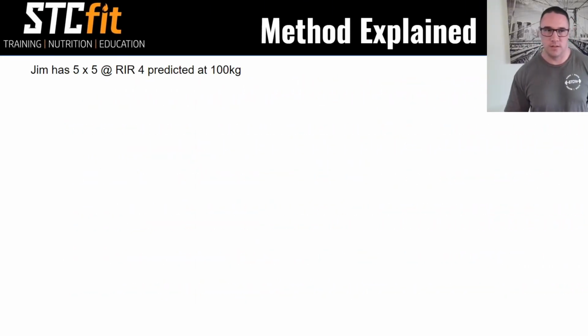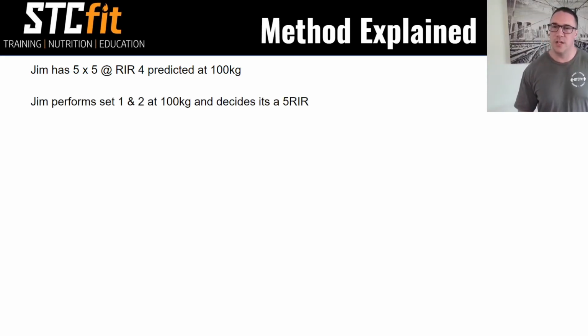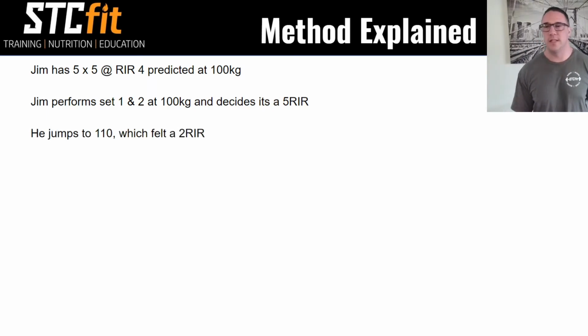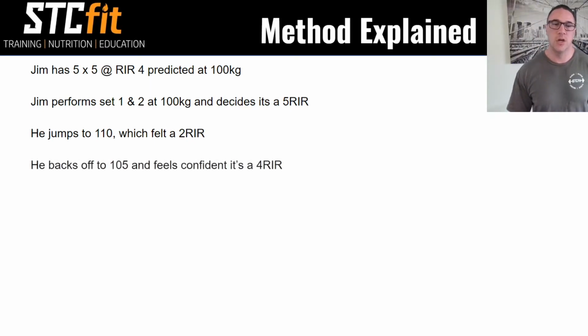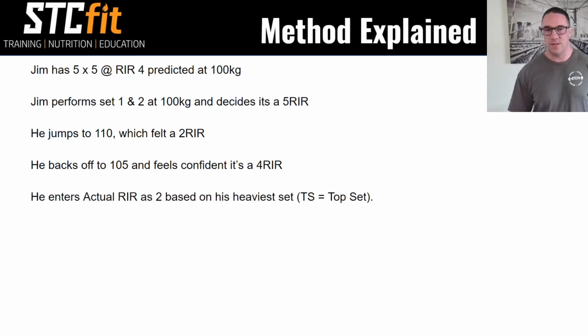So here's how that worked in practice. Jim has a 5x5 at a rep in reserve of 4, predicted to be 100 kilos based on what we saw in his testing week. Jim performs sets 1 and 2 at 100 kilos. Maybe he thinks he's just a little bit clunky on the first one, or maybe it's going to get more difficult as he progresses. He decides he's at a 5 RIR after doing 2 sets. He then goes, I'm pretty confident, I'm going to jump straight to 110. A bit of a mistake, actually, he failed at a 2 rep in reserve, so we overshot that adjustment a little too much. He backs it off to 105 for the 4th set, feels confident at 4 RIR, and then does the next set there. He enters his actual rep in reserve as 2 based on his heaviest or top set, as you'll see in our calculator.